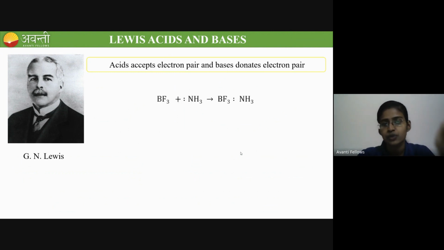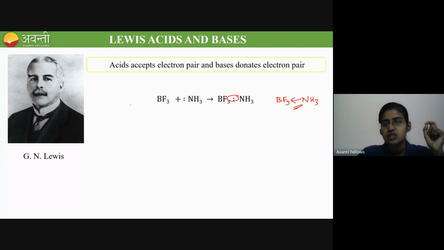Now I'll give you an example. BF3 and NH3. Now here if you see, there is a bond formation between BF3 and NH3. This is actually a bond. And here I can write like this also. BF3 is accepting the electron pair from NH3. So this is the bond. Both the electrons are coming from the nitrogen of ammonia. So this bond is called a coordinate covalent bond.